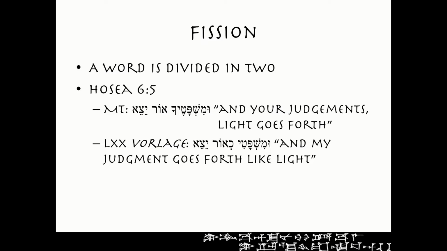So we think we see this in Hosea 6:5. So the Masoretic text has this. This letter and this letter are the same letter. This one just shows up when it's at the end of the word. Notice in this form, it's on this word, and in this form, it's over here on this word. So this is moving a form over here, and the translation is very different, right? And your judgments, light goes forth. But here, and my judgment goes forth like light.